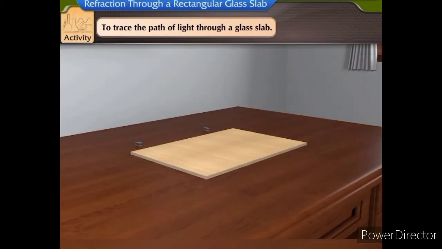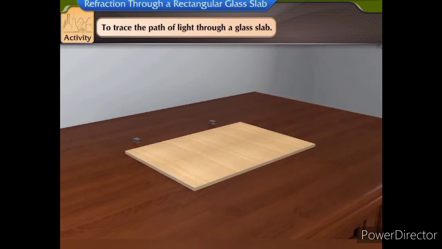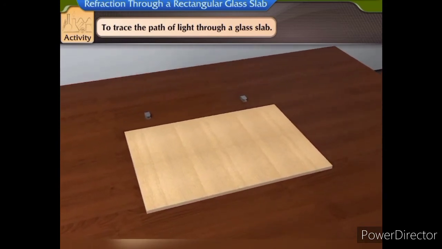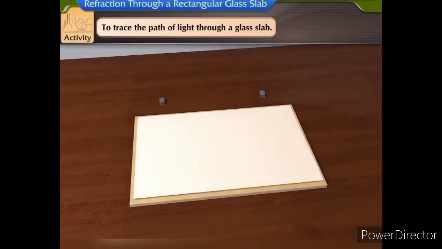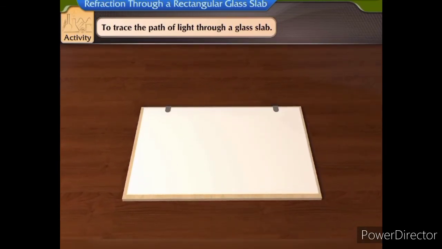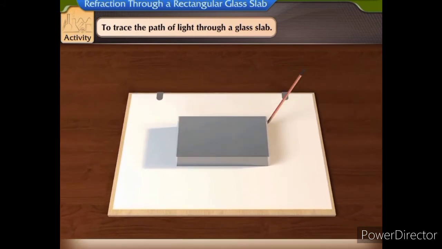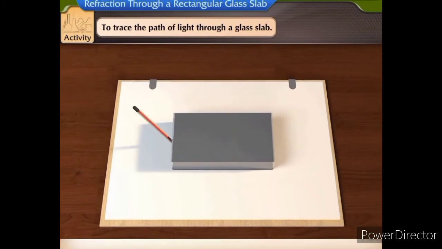Refraction through a rectangular glass slab. Let us perform an activity to trace the path of light through a glass slab. Fix a white paper on a drawing board. Place a rectangular glass slab on it. Mark the boundary of the slab as ABCD.